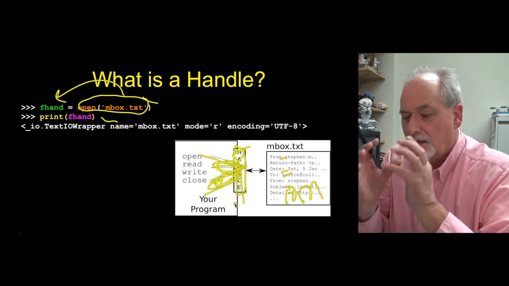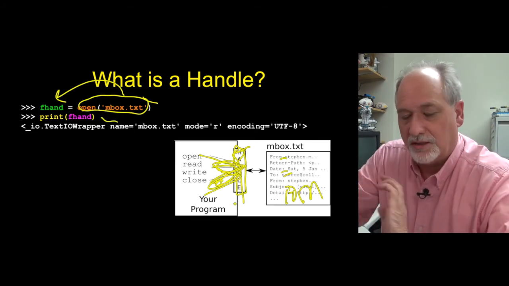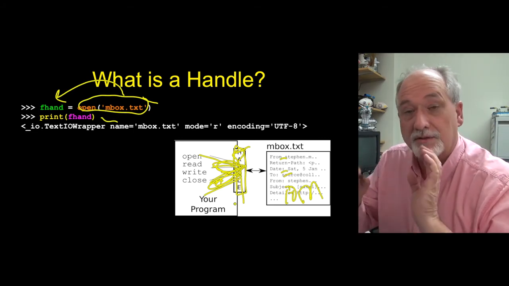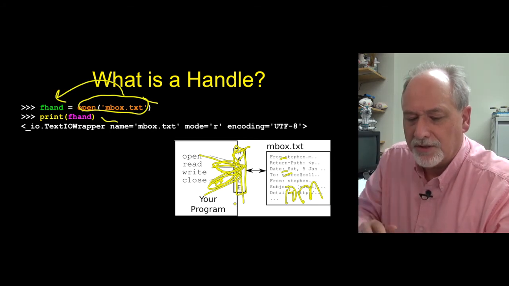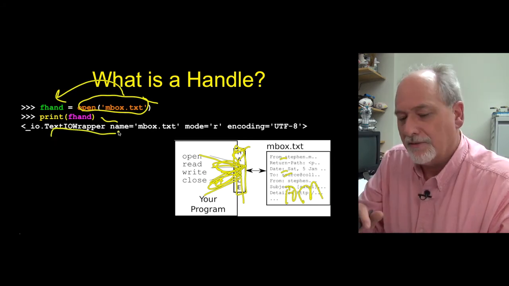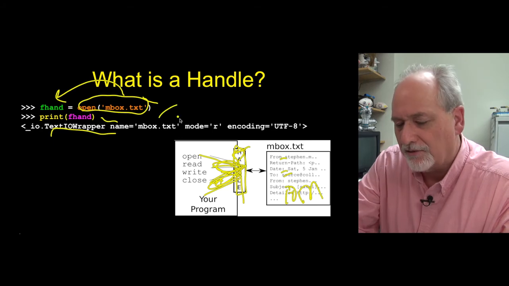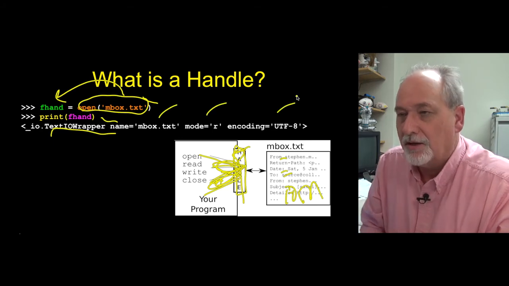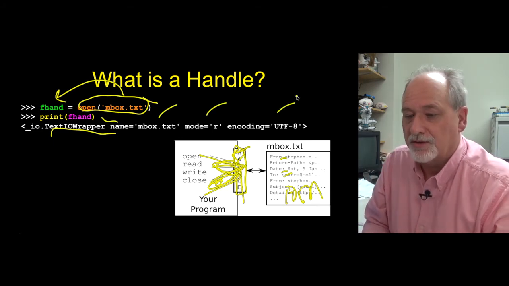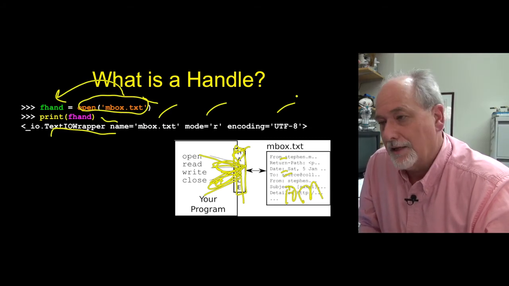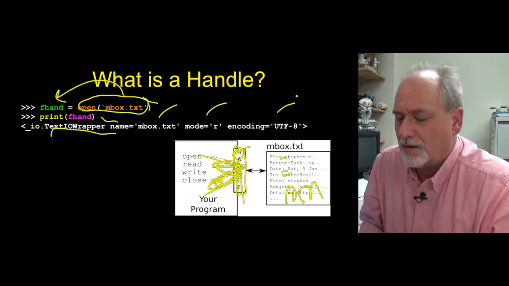But a handle is a thing that allows you to get to the file. It is not the file itself, and it's not the data in the file. It's just a wrapper that allows you to get to it. So if you print it out, it's like, that's the file we opened, we're reading it. And encoding has to do with the different kinds of character sets, which we talked about at the end of the last lecture, that Unicode character set, etc.